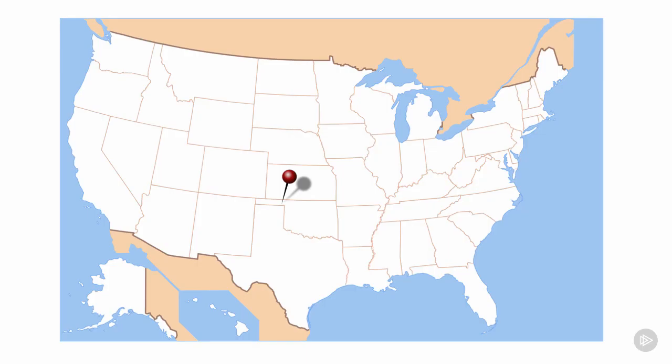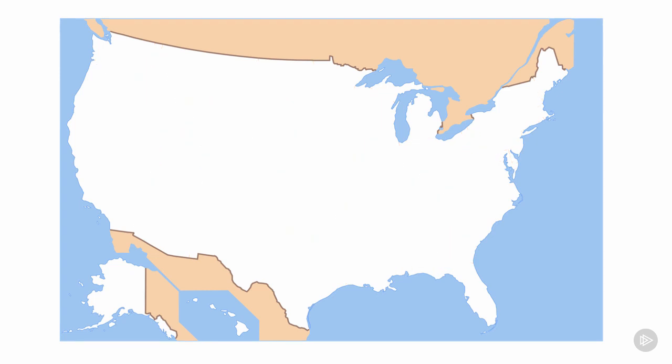So here we have a map of the US, and the pin represents the location of Slapout, Oklahoma. So you could say that Slapout is located just a bit north of the corner of the Oklahoma Panhandle, but that's not very precise. How far is just a bit north? Even worse, what happens if you need to locate Slapout, Oklahoma on this map?